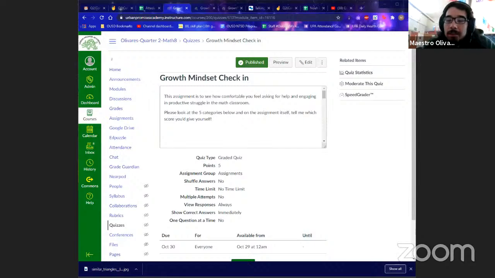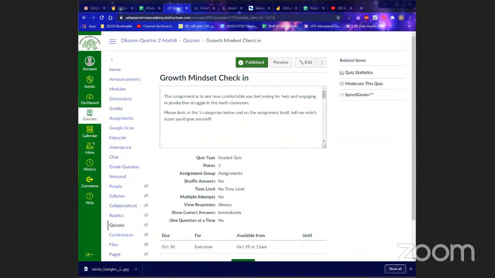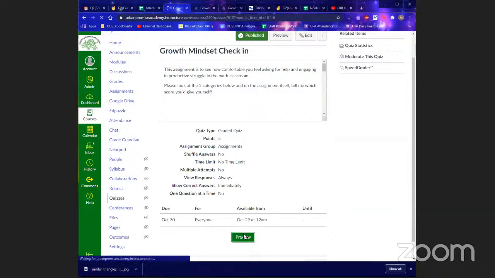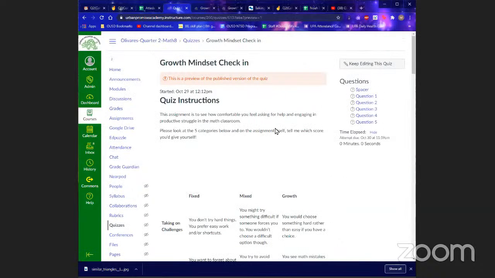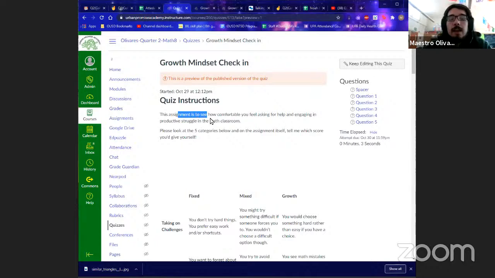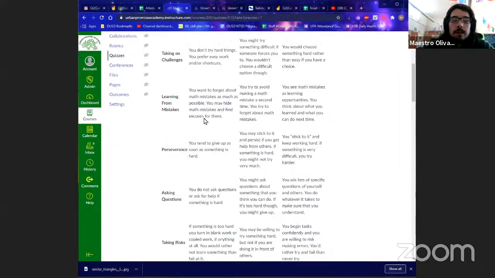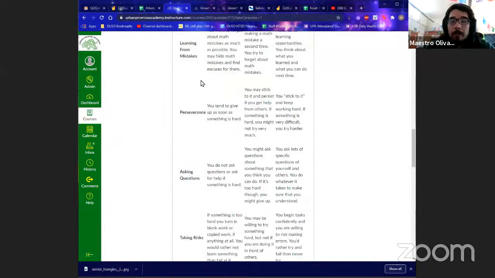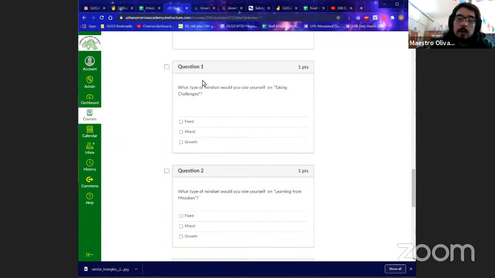This assignment is an easy 5 points. You're going to get these 5 points if you're honest. So what is it? This assignment is to see how comfortable you feel asking for help and engaging in productive struggle in the math classroom. I want to know, how do you feel in my class? There are 5 questions, and you're going to get points regardless of what you answer, but I want you to be honest.